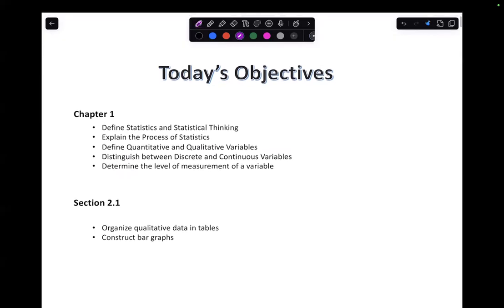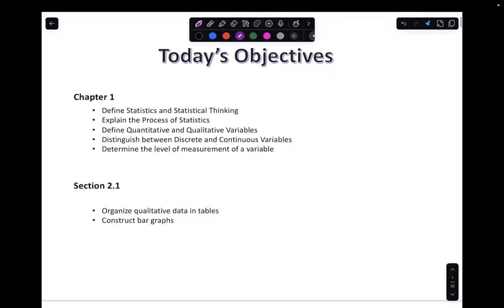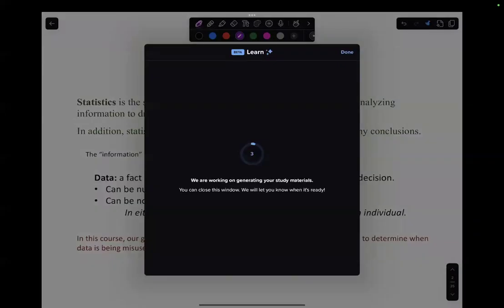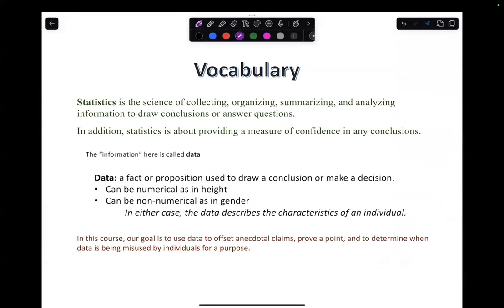Okay. Maybe my iPad is not switching pages for me right now. Oh, that's why. Hold on a second. No, I want it to be. Why isn't it letting me do this?